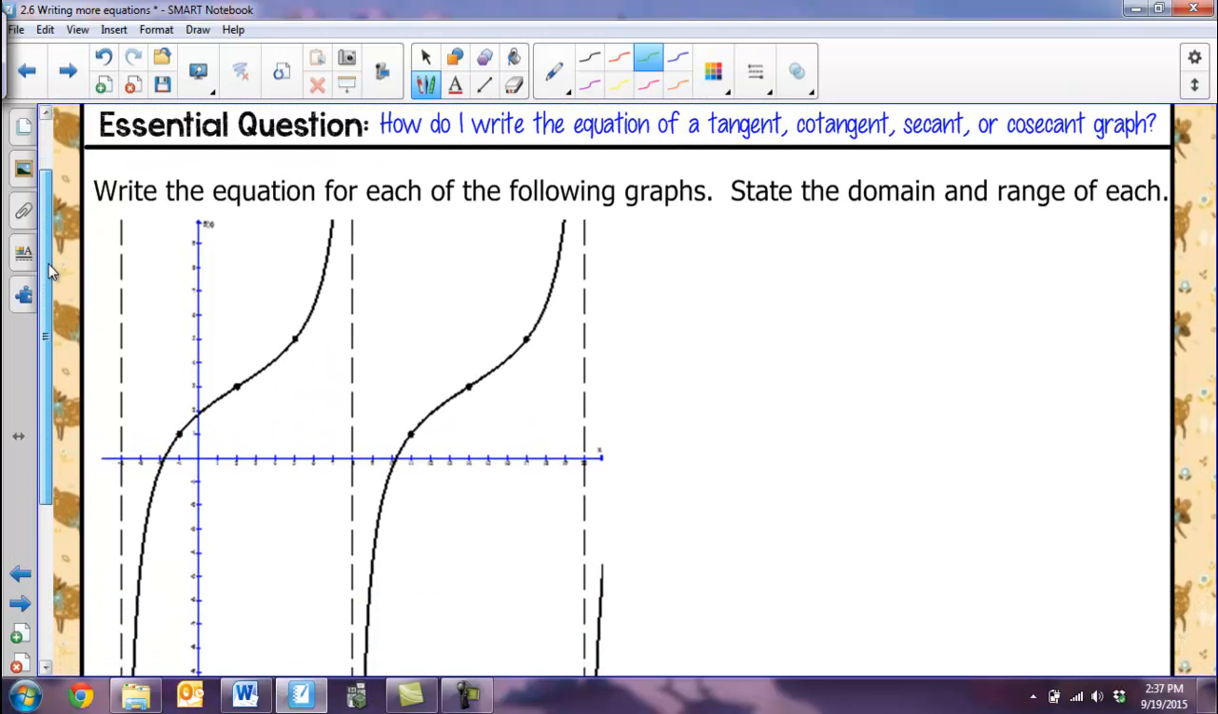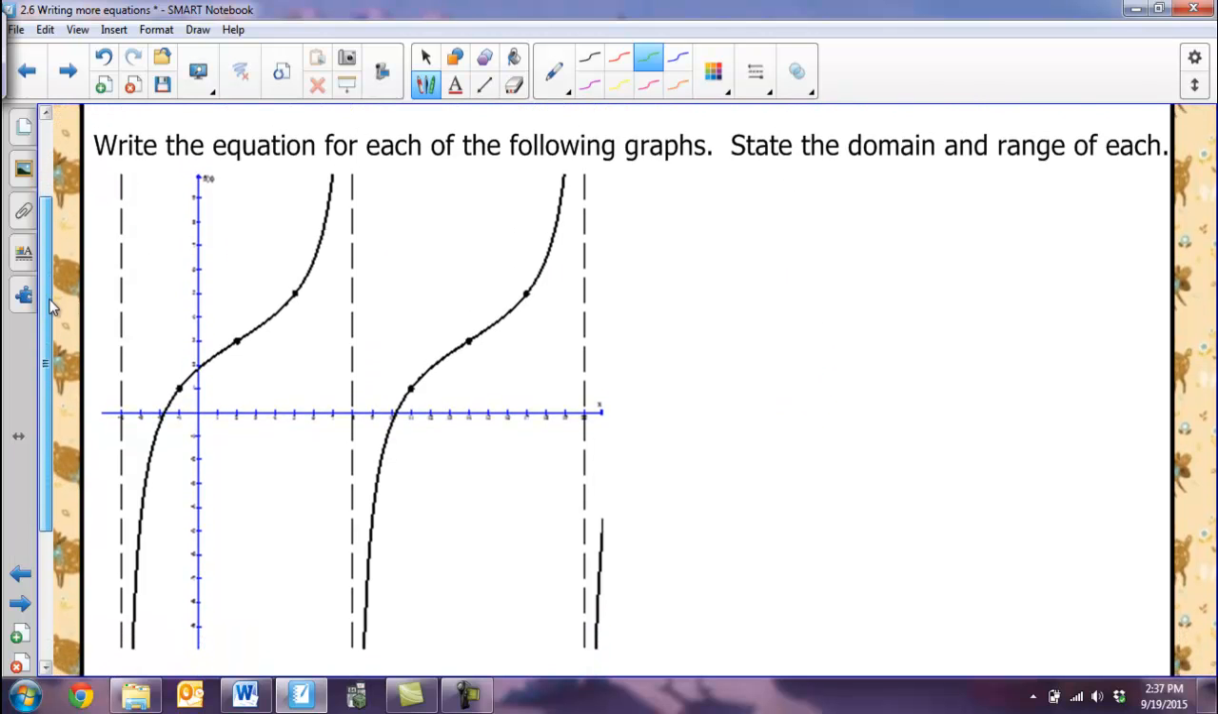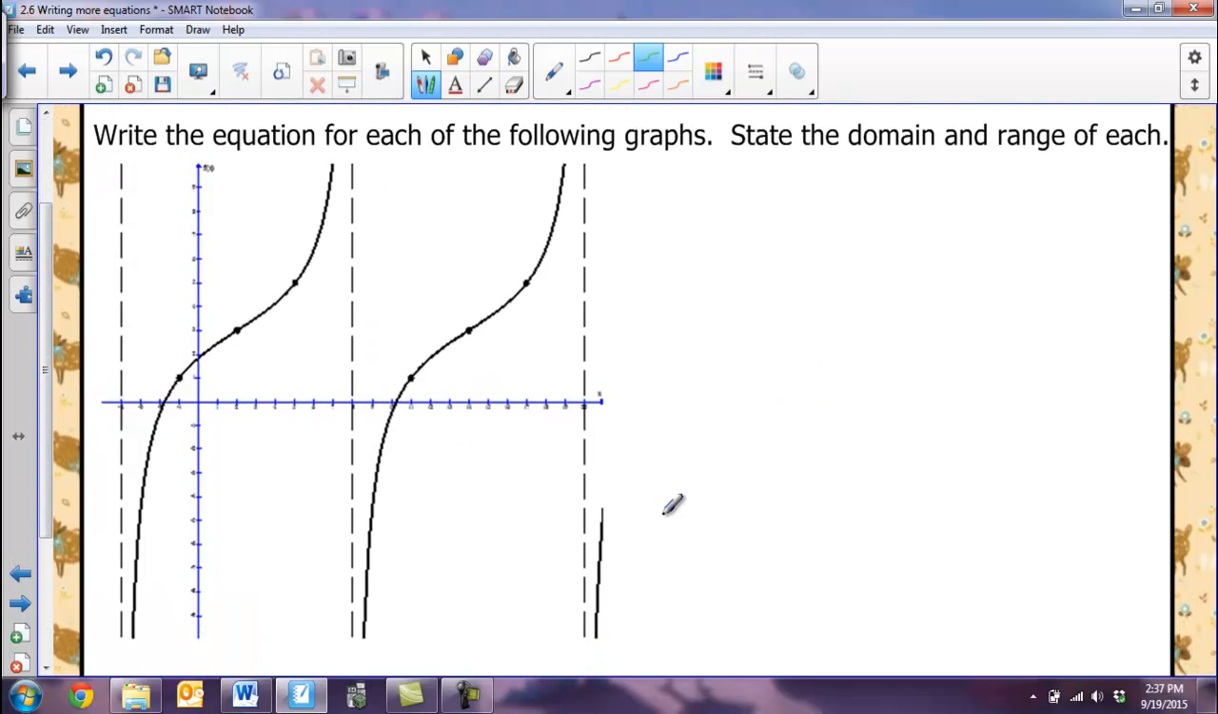Okay. So the first thing we need to do is we're writing the equation for each of the graphs, state the domain and range of this. So since I have a graph, I'm actually going to start by writing the domain and range. If I had an equation, I probably want to graph it before I'm looking for those values, but I'm going to start by finding my domain and my range values.